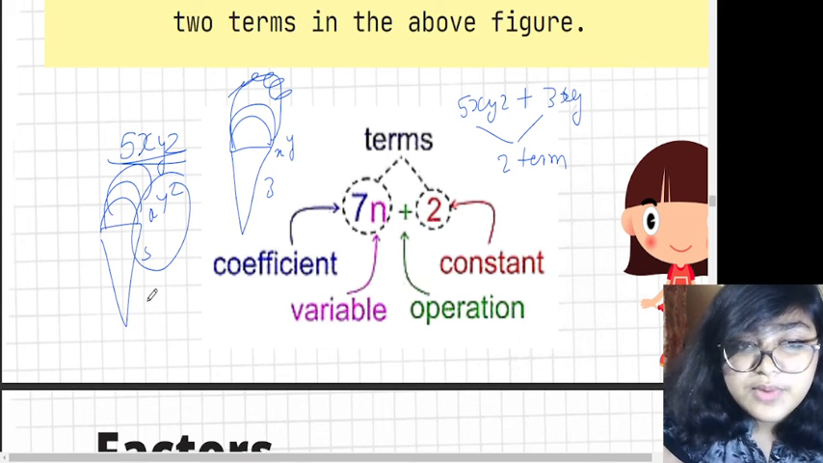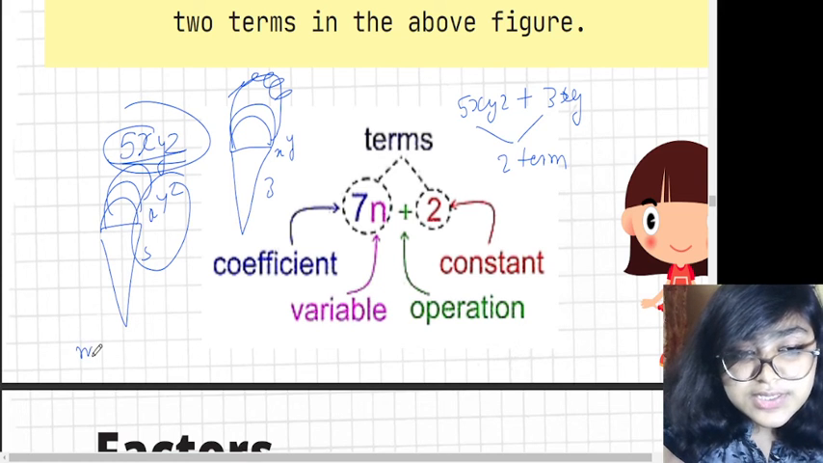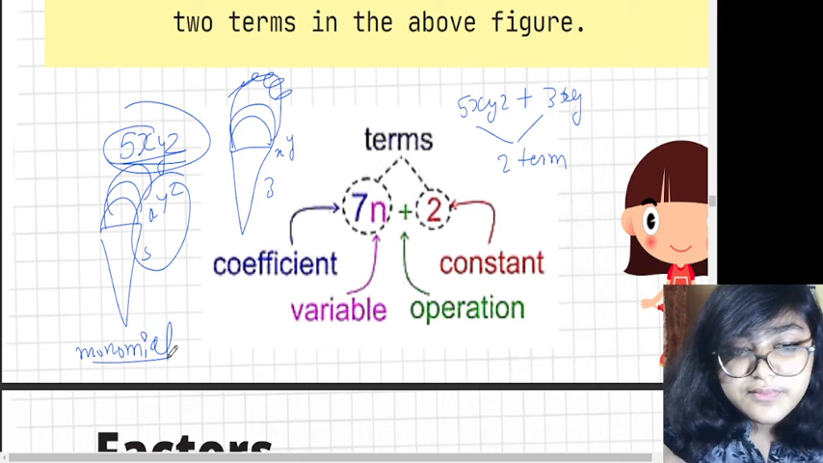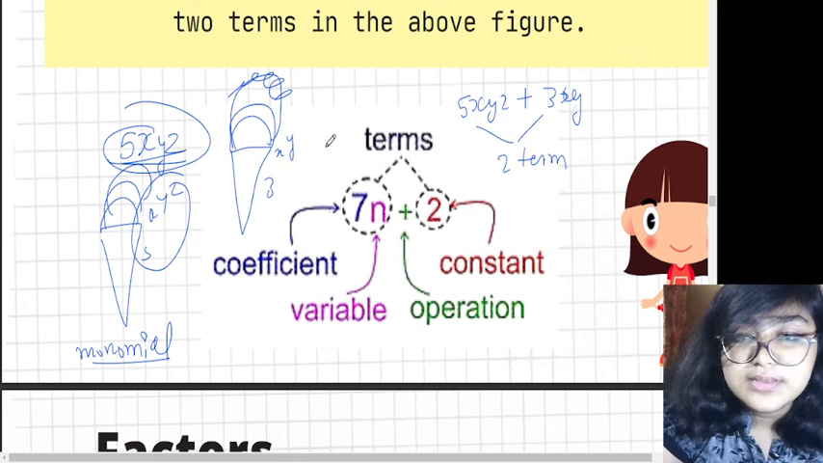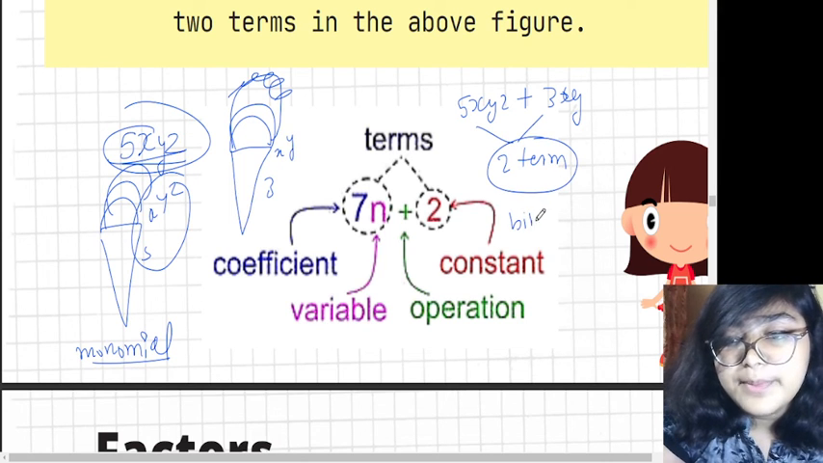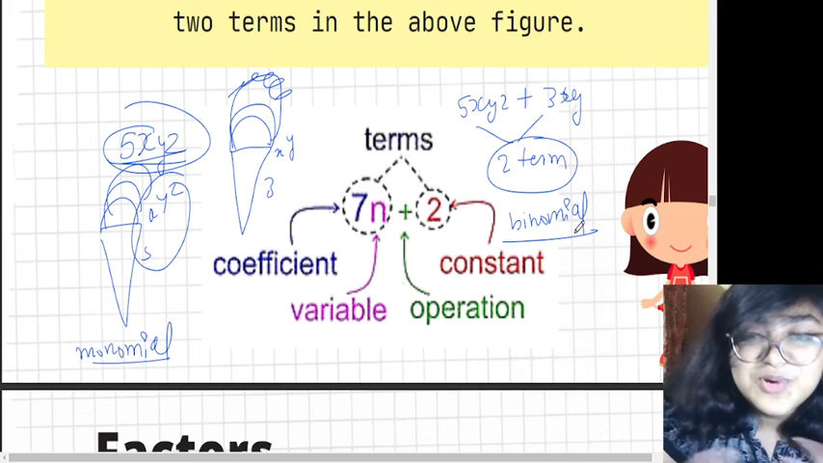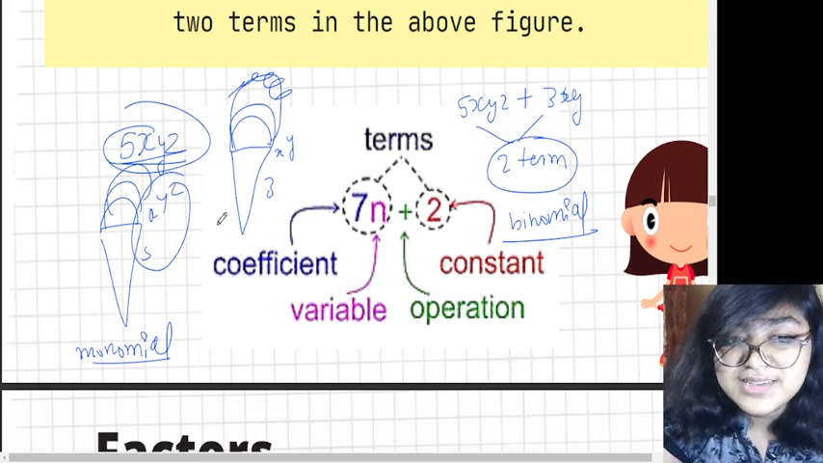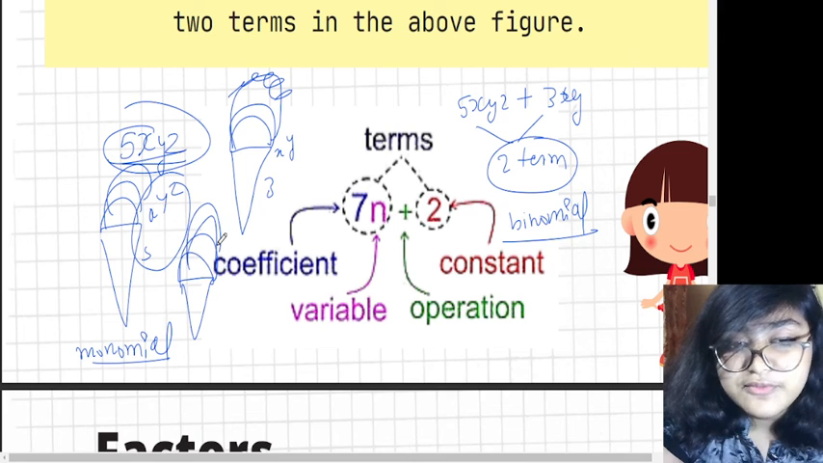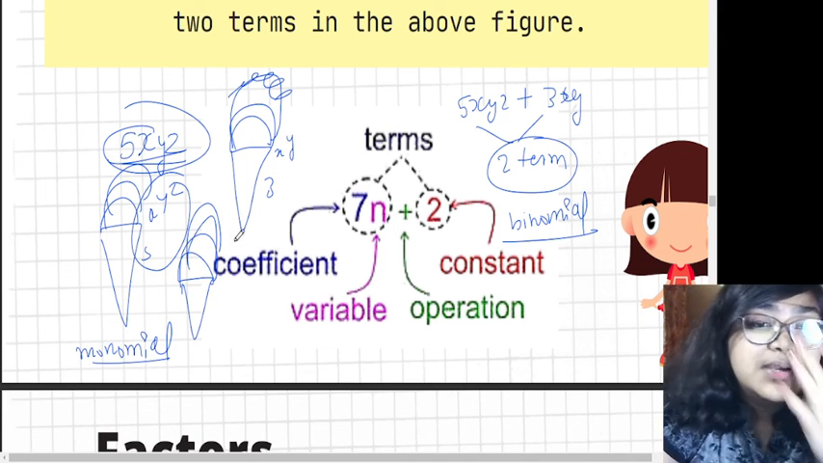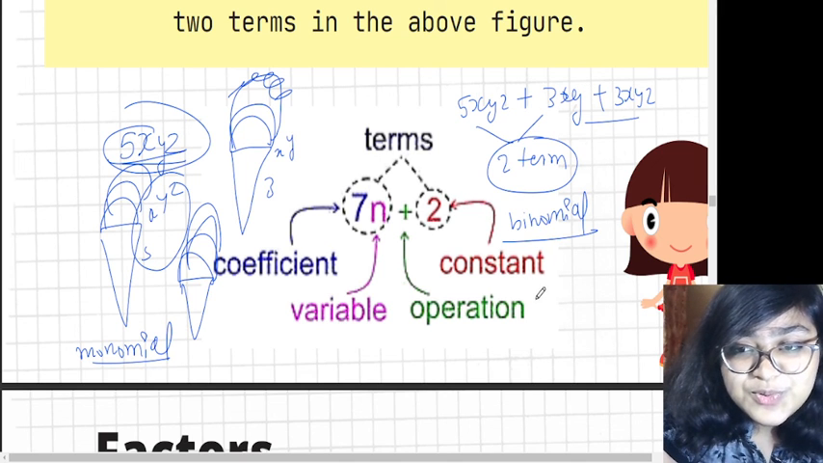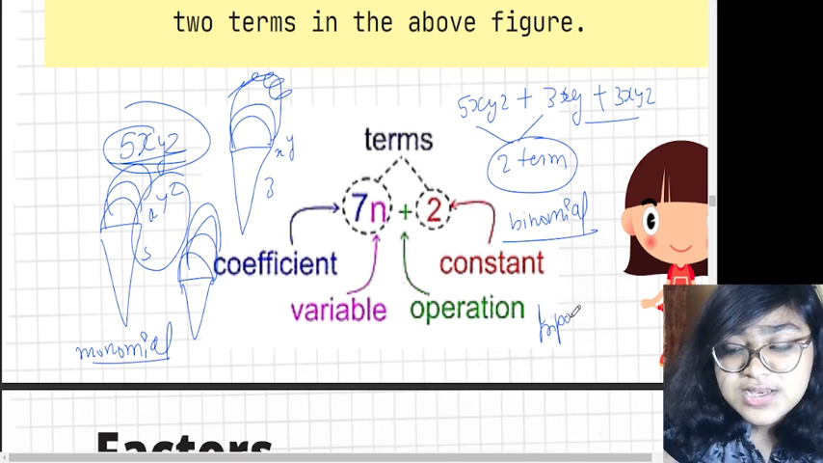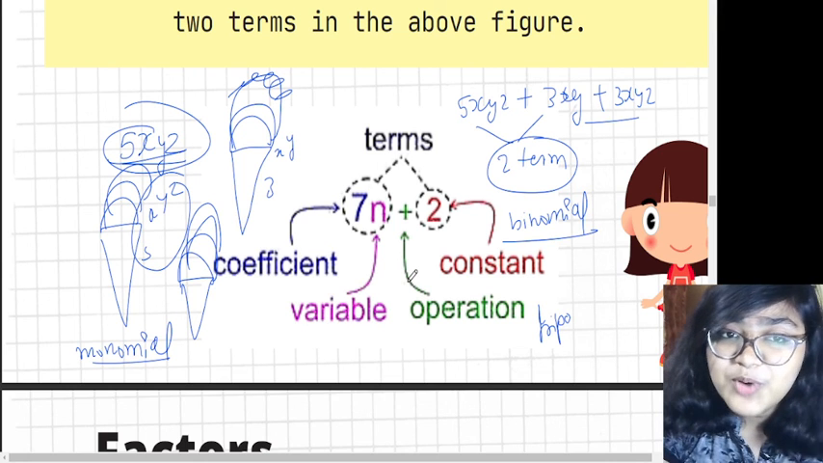If you have only 5xyz, this one, it is called a monomial, because you have only one term. 5xyz is only one term. But if you have two ice creams, it has two terms, which is called a binomial, right? And if you are more hungry, then you can buy another ice cream having n number of scoops. Suppose you have 3xyz, so now you have three terms, so it could be a trinomial. And suppose you have many terms, so it could be a polynomial.